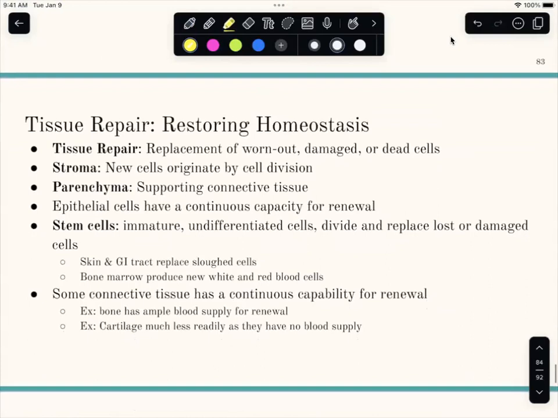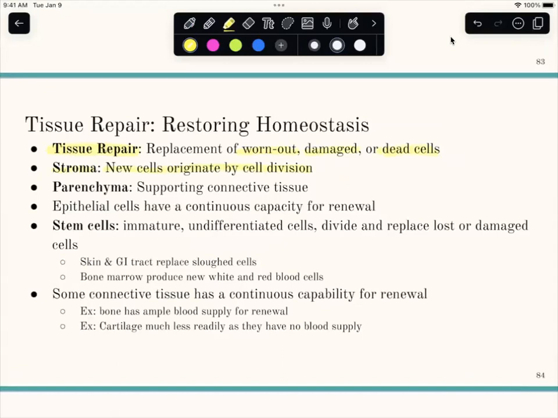So let's go into a little bit of tissue repair here. Our body works to maintain that homeostasis, that balance, its happy place where it likes to be. So we are going to repair tissues. We need to, when cells get worn out, when they're damaged, or when they die, we need to replace them. That stroma, that framework, most of our cells replace themselves through dividing, that cell division, that mitosis.